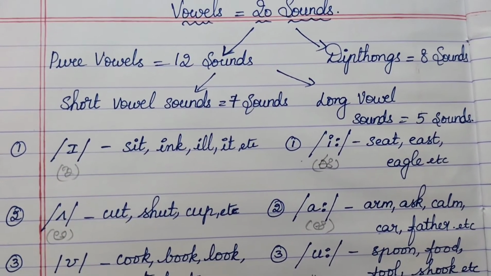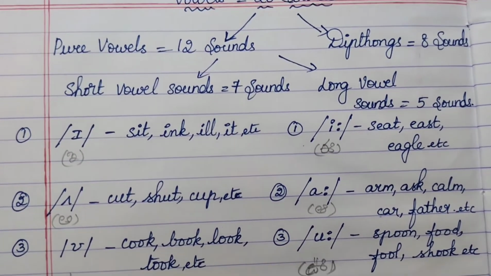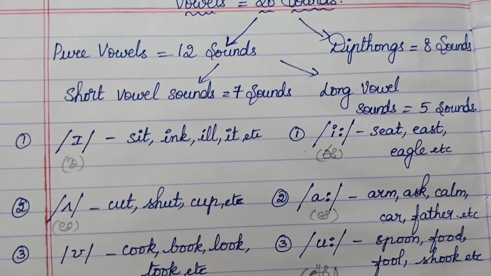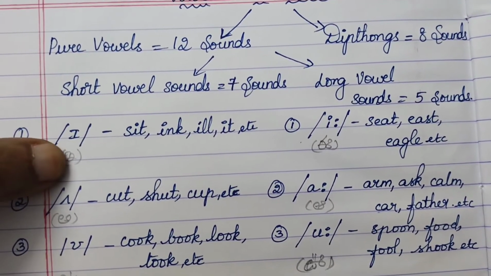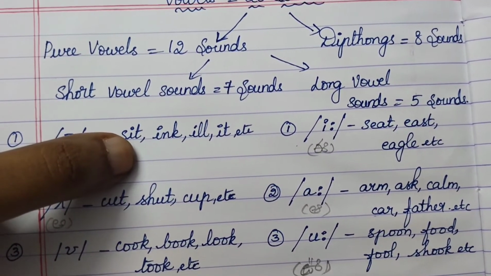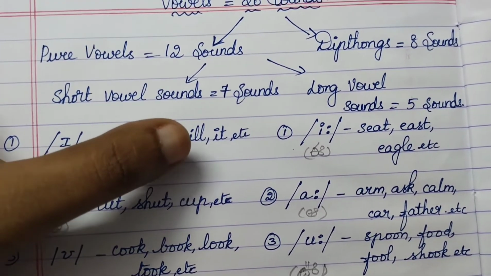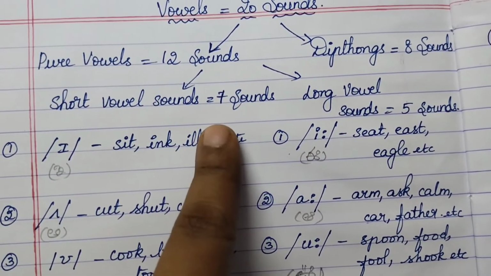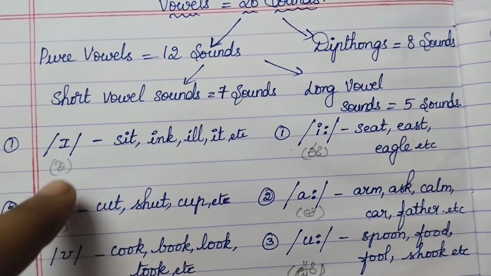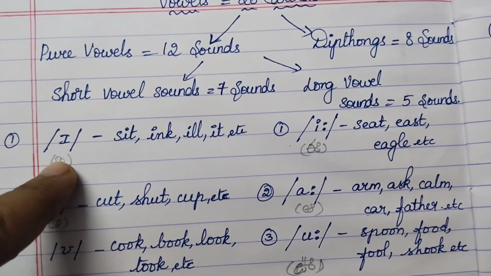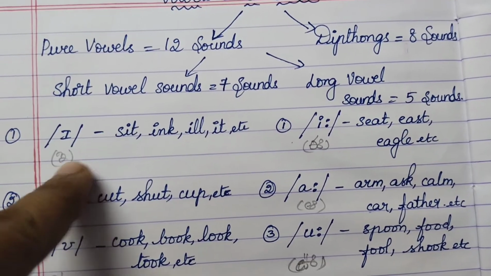So let's get started. The first short sound, E. The letter is I, but the sound is E. So, sit, ink, ill, it, etc. So the letter I gives you the E sound. That is a short vowel sound.